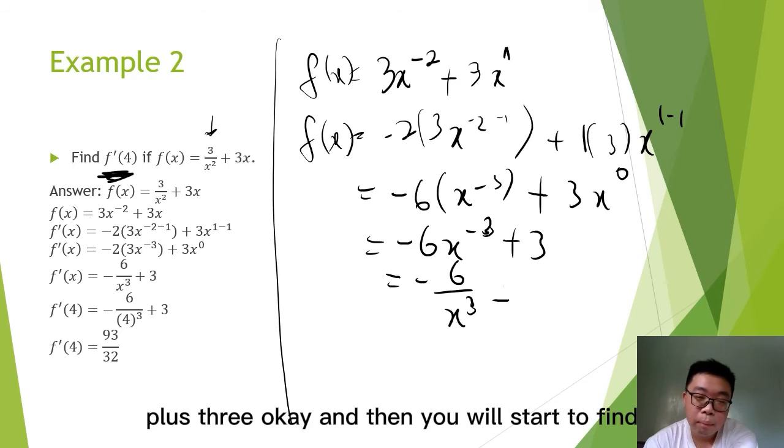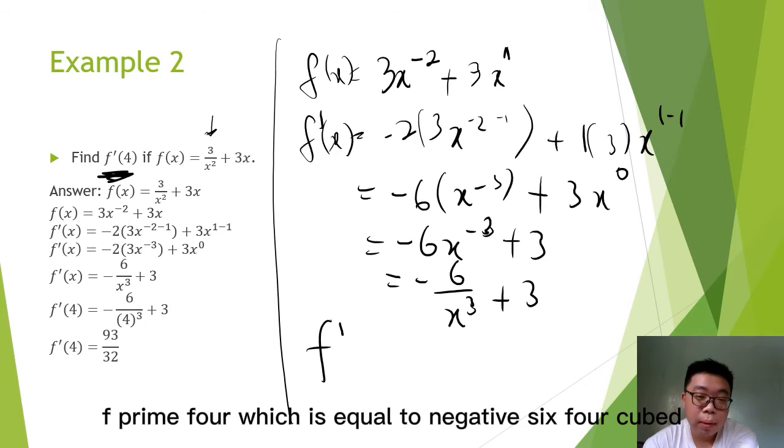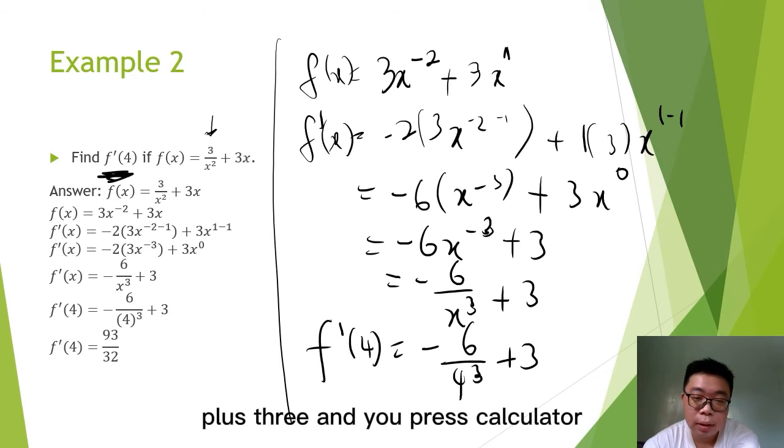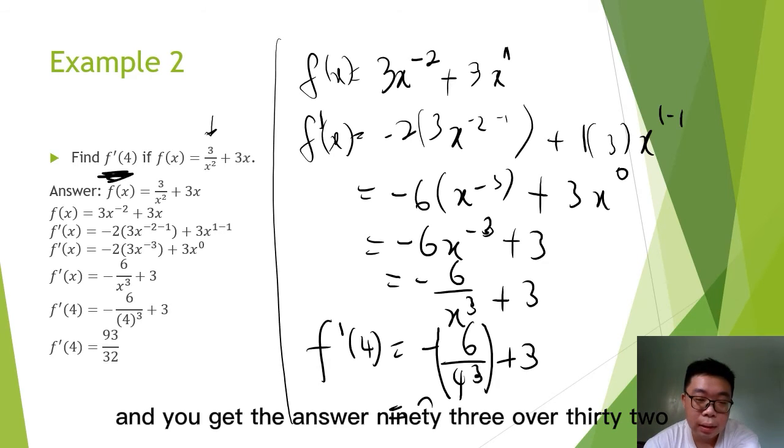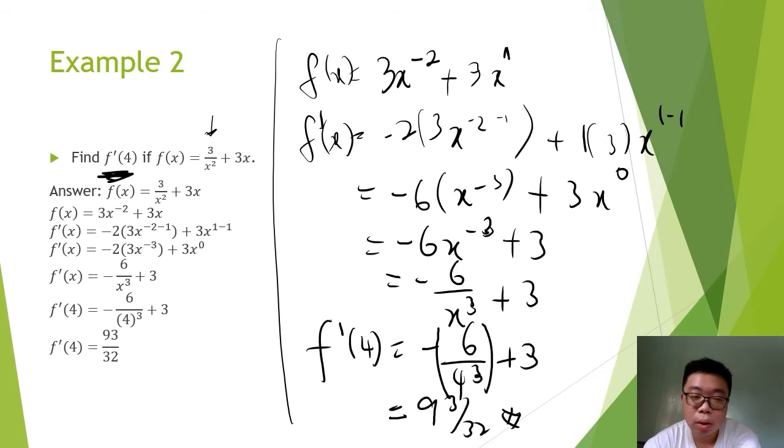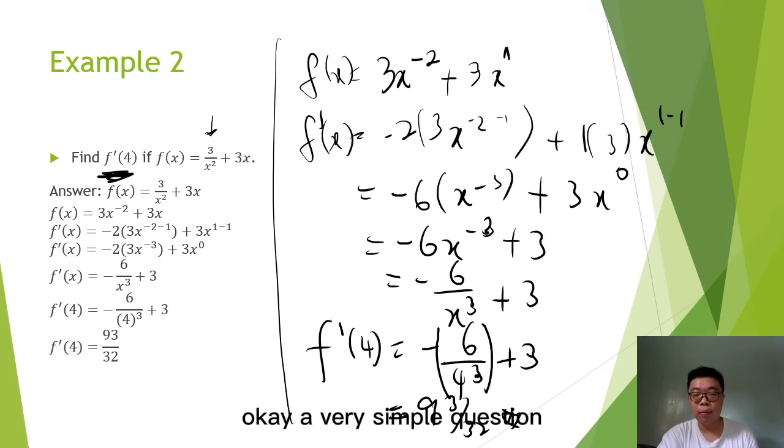Okay, and then find f prime 4, which is equal to negative 6 over 4 cubed plus 3, and you press the calculator. Remember to put a bracket here, and you get the answer 93 over 32. Okay, a very simple question.